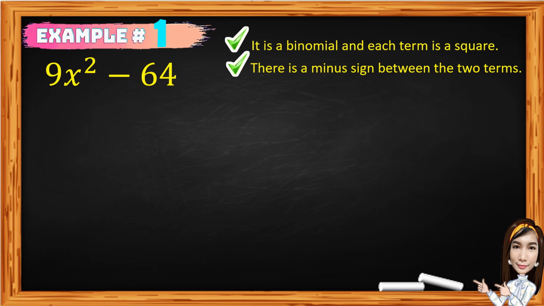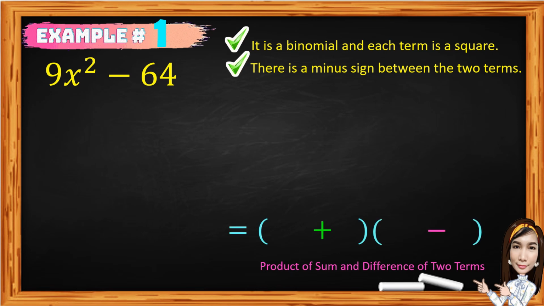Now we can proceed on getting the factors. The factors must be written as the product of sum and difference of two terms. So here we're going to use two pairs of parentheses, that indicates a product. And the operation of each binomial must be plus for sum and minus for difference, or we have plus minus.